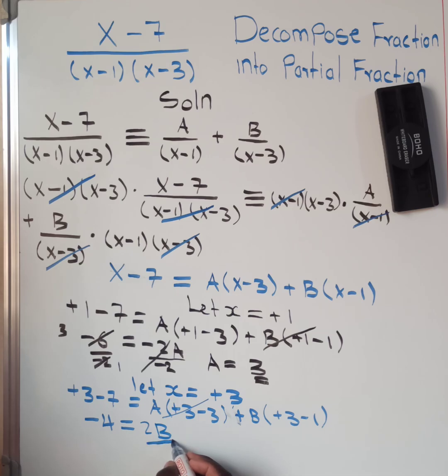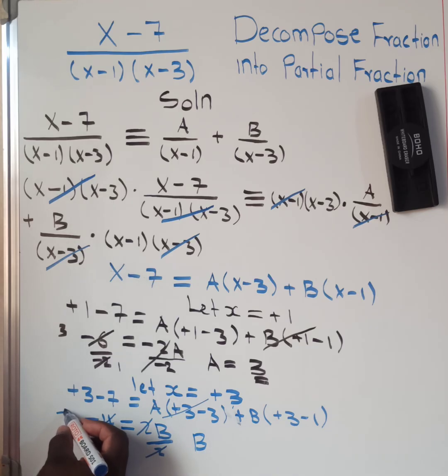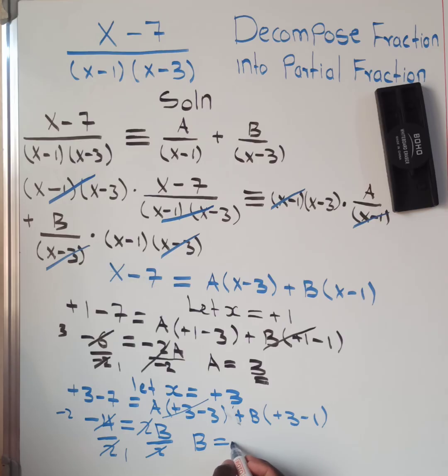Then we divide both sides by 2, and also here by 2. 2 and 2 will go, I'm left with 1. 1 times B is B, right? So then I have here negative 4 divided by 2, which is negative 2. So the value of B here is negative 2. So these are the two values that we have right now.